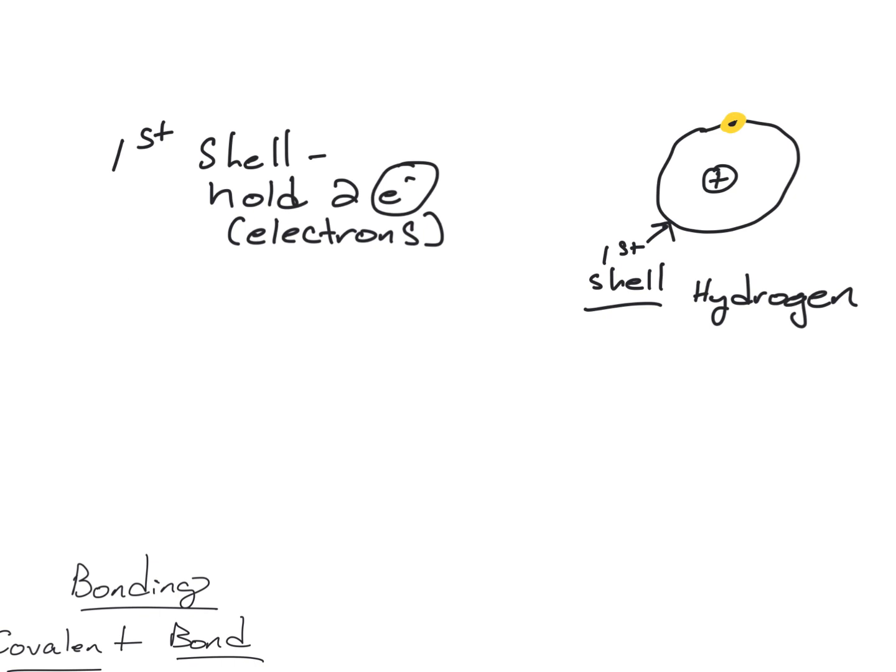Every other shell can hold 8 electrons. Is that clear? That's it. So shell 2, 3, 4, 5, 6, 7, 8 can all hold 8 electrons each. The first shell can only hold 2. I think that makes sense. Tell me when you put your pencils down, I'll know that you're done writing. So I hope you wrote that down.